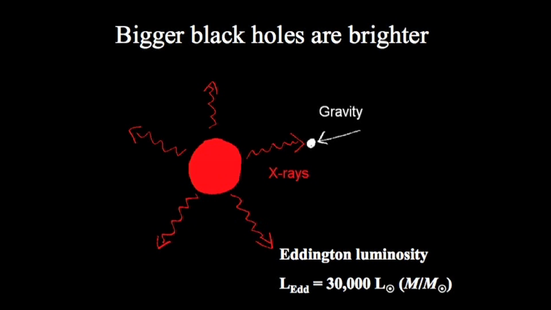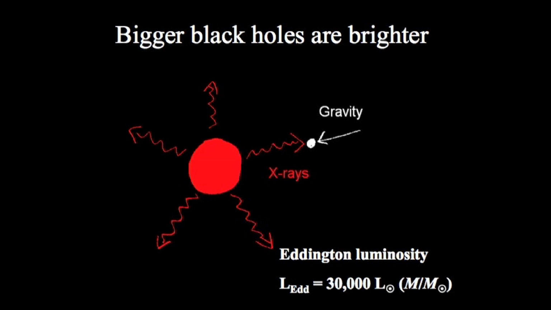Now let's keep turning up the brightness of the black hole. What's eventually going to happen? The black hole's eventually going to get so bright that the radiation pressure is actually bigger than the gravitational force. And what's going to happen then? Is the gas going to fall in? No. If the black hole gets that bright, the gas is going to go out.